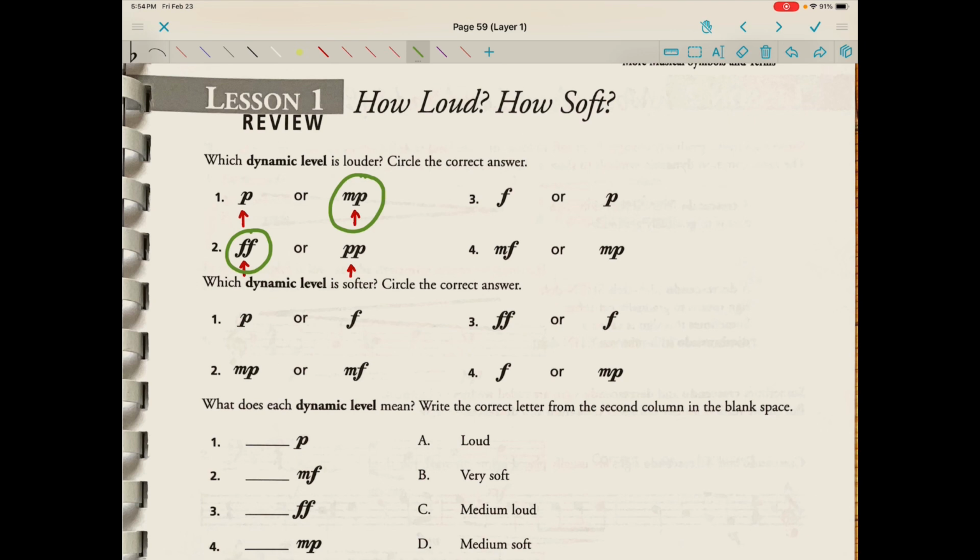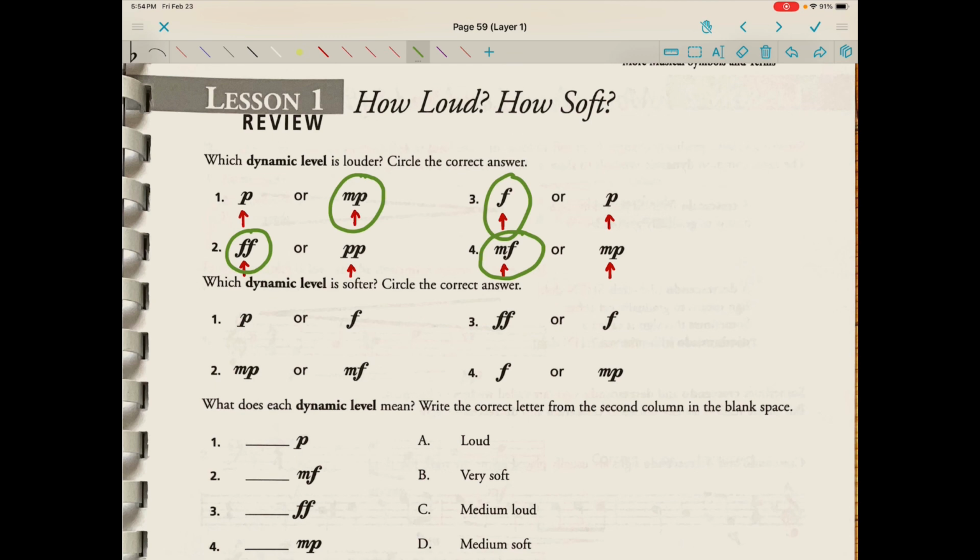And then we have number 3. This is forte, which means loud. This is piano, which means soft. So this would be our louder dynamic, forte. Then we have mezzo forte, medium loud, and mezzo piano, medium soft. So mezzo forte would be our louder dynamic.